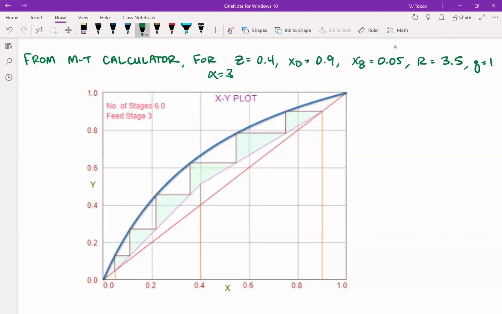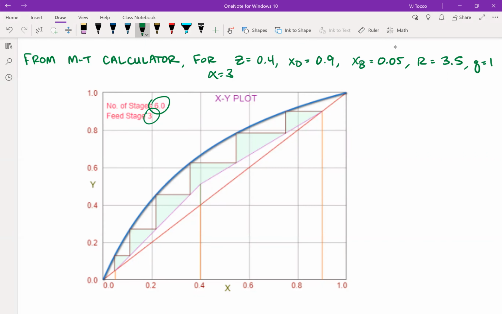So for the purposes of illustration, I went to the McCabe-Thiele calculator, which I showed you about a couple of videos ago, and I put the following parameters in. I said alpha is equal to 3, z is equal to 0.4, xd is equal to 0.9, xb is equal to 0.05, reflux ratio is 3.5, and q is equal to 1. And this is the resulting graph I got. So it's telling me that I have 6 stages, and my best feed stage is on stage 3.